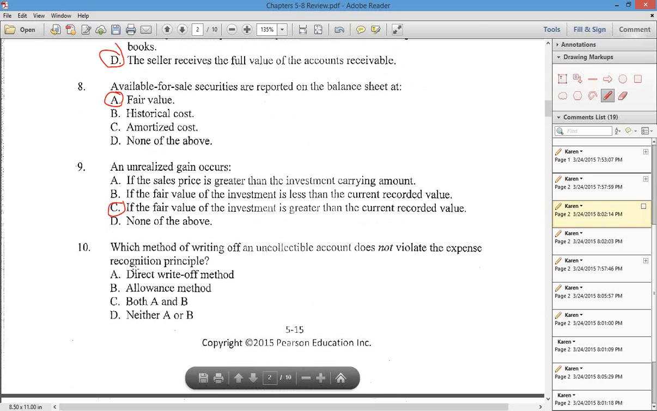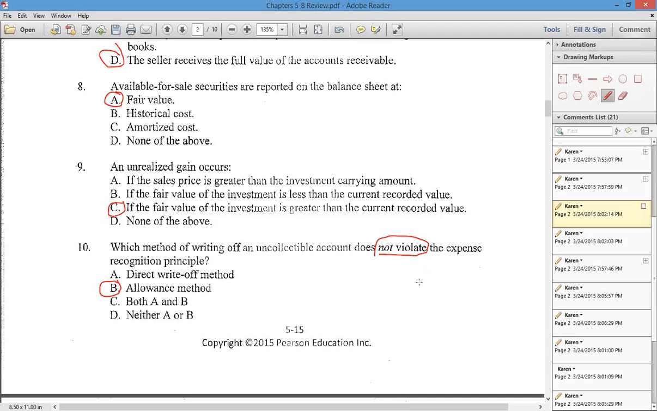And 10, which method of writing off an uncollectible account does not violate the expense recognition principle? The answer to that is the allowance method. The allowance method does not violate the expense recognition principle. The direct write-off method does.